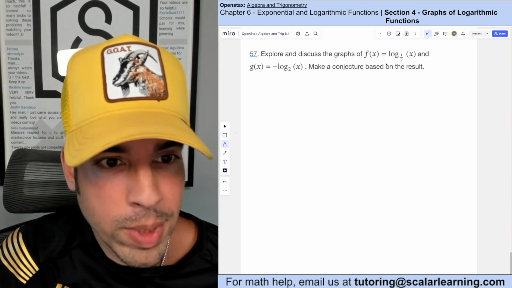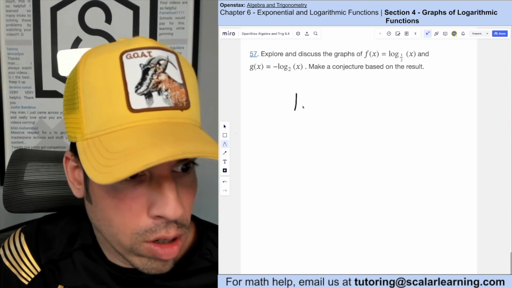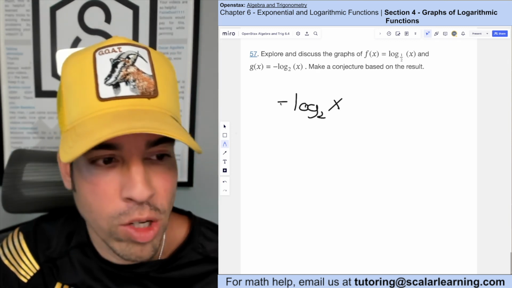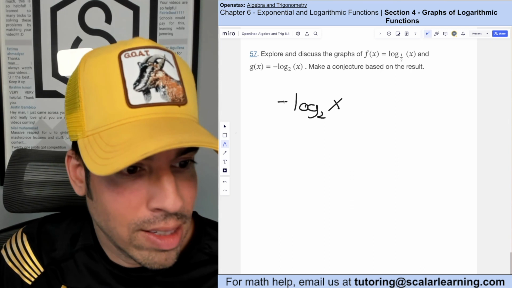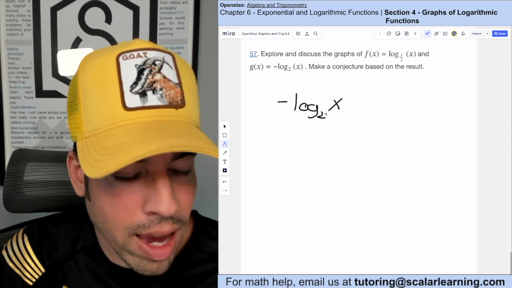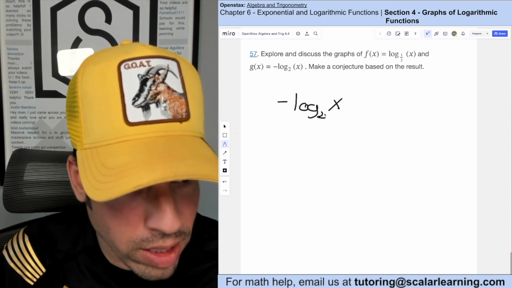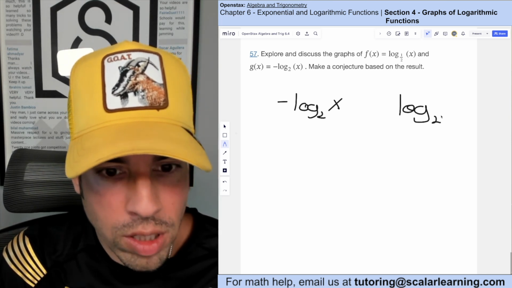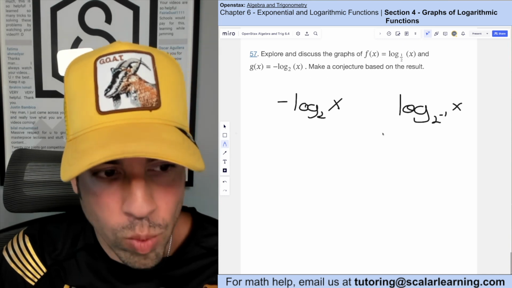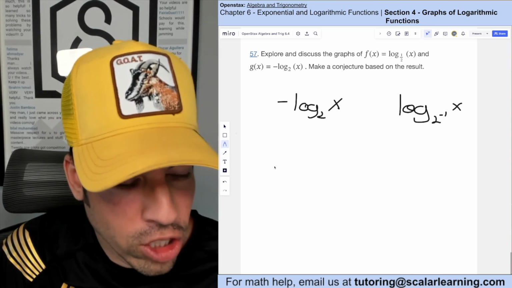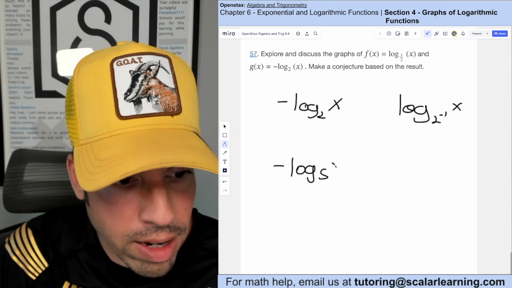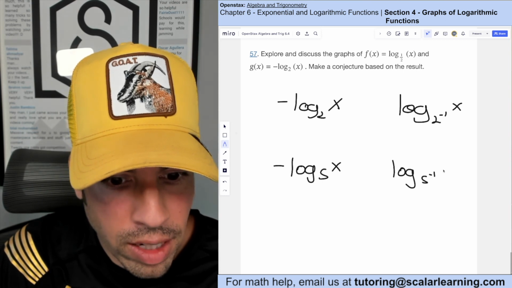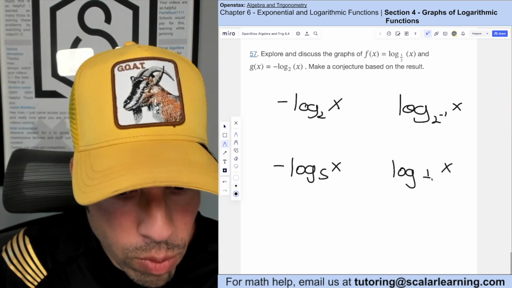So what this leads me to believe is if I take log of 2x, and it's negative, it's almost like if I take this negative and apply it as an exponent, like -1 for this, it seems to be the same. So for example, this is equivalent to 2 to the -1 of x, which is 1/2. So likewise, I would imagine negative log base 5 of x would be the same as log of 5 to the -1 of x, aka log of 1/5 of x.